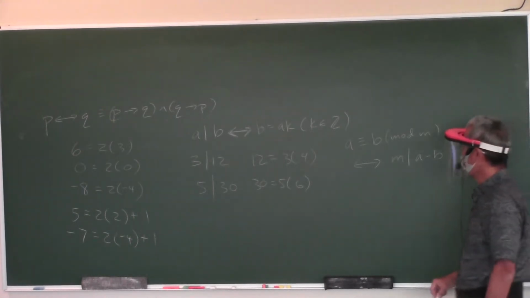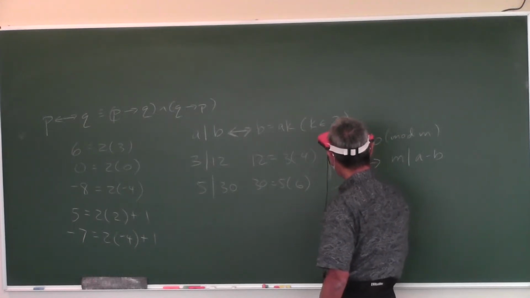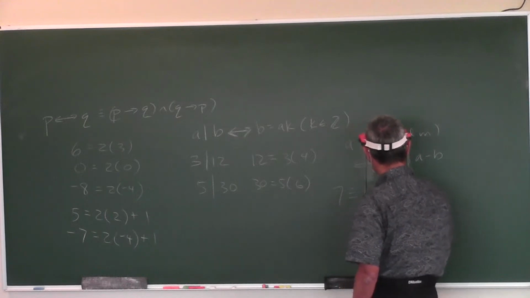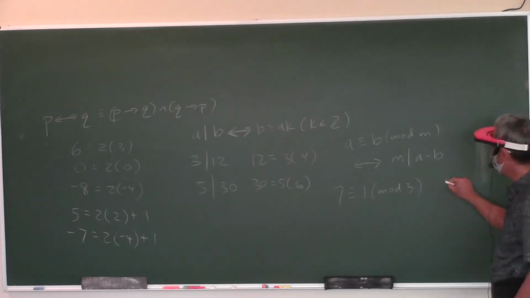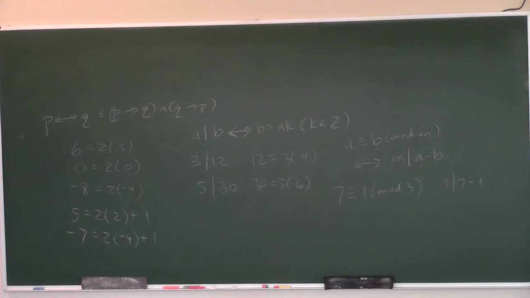Okay, so let me ask you this. Is 7 congruent to 1 modulo 3? Yes. Why? Because 3 divides 7 minus 1. 3 is a factor of 6, that's why, yeah?